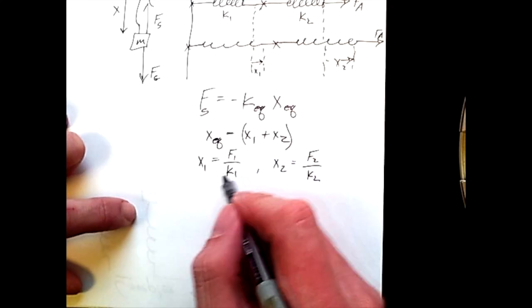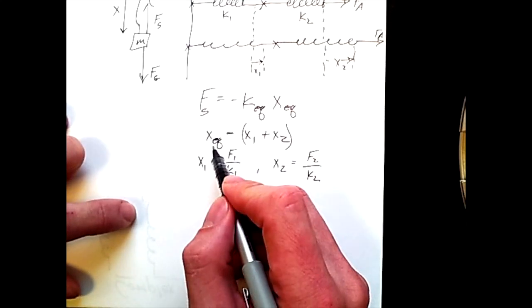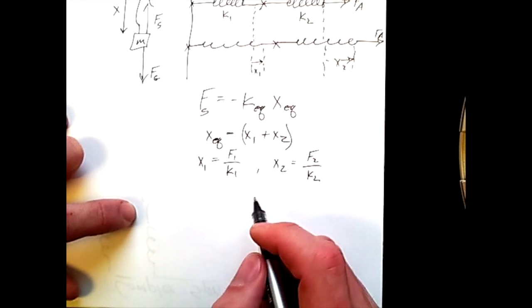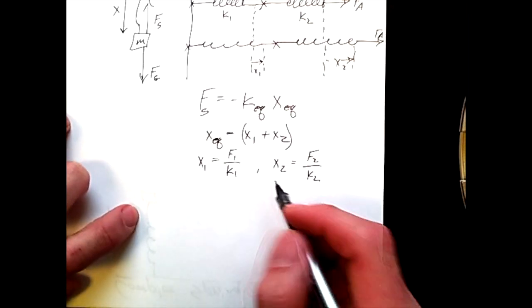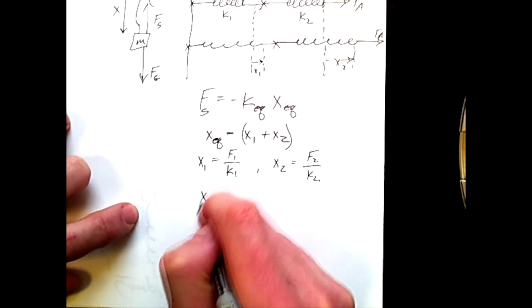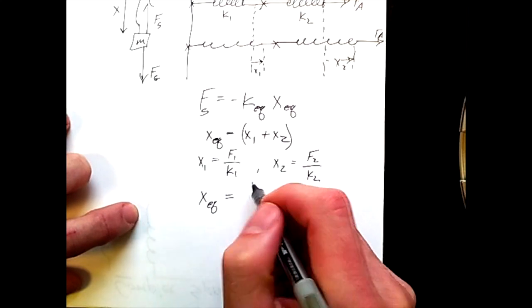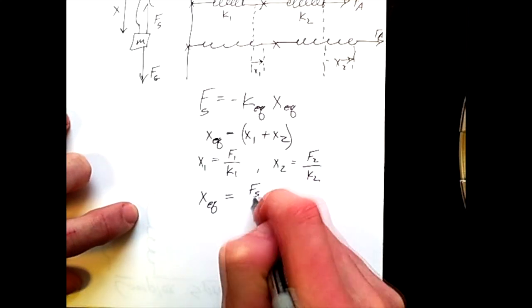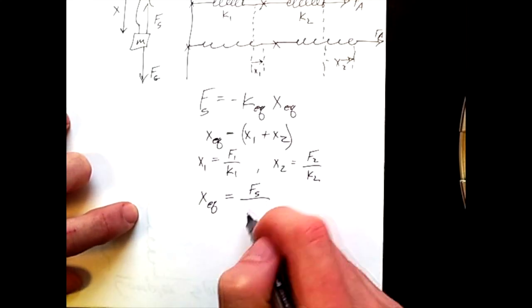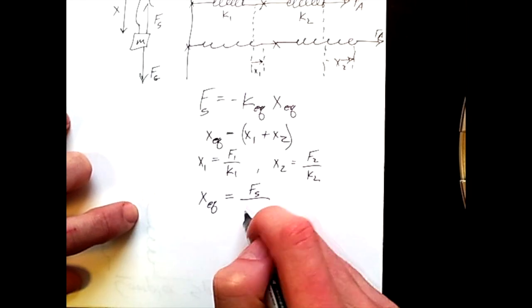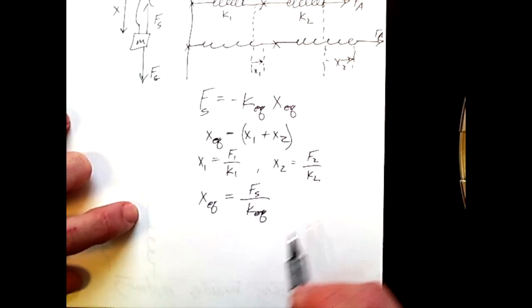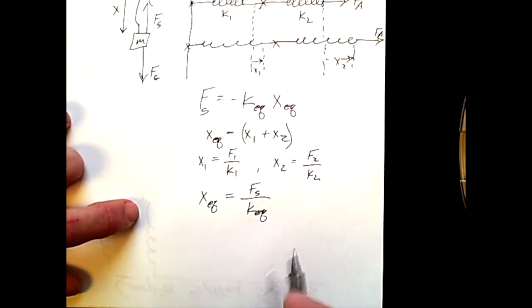Now remember that the equivalent displacement is these two terms added together. So we can rewrite this first by solving this for the equivalent displacement. So I can say that x_eq is equal to F_s divided by k_equivalent. Now I'm dropping the negative sign for now because it's irrelevant in terms of the relationship that we're going to analyze, but there would be a negative sign carried through. But for argument's sake, let's just leave it like this.